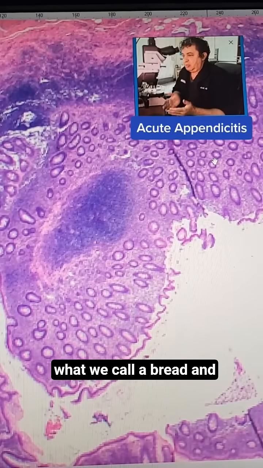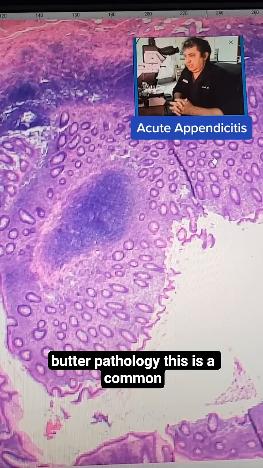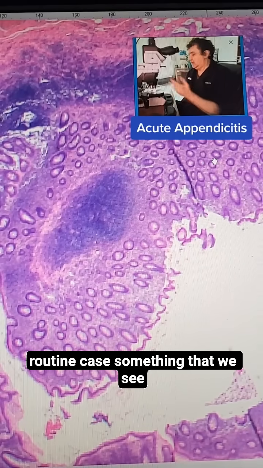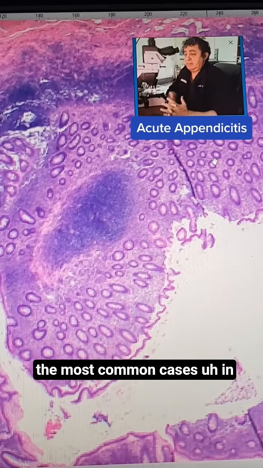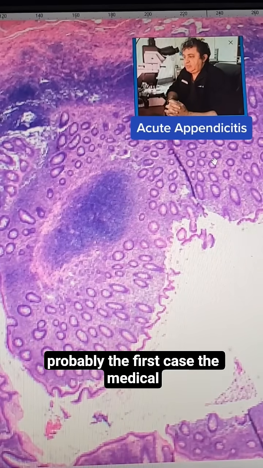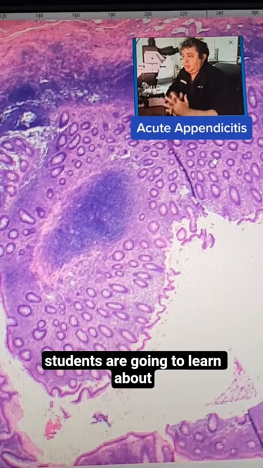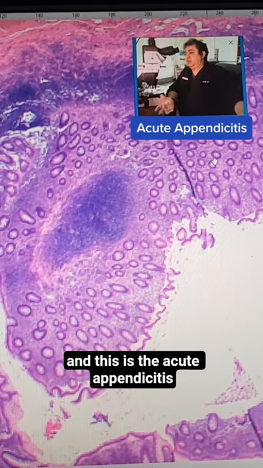So let me show you what we call a bread and butter pathology. This is a common routine case, something that we see every day, and it's one of the most common cases in medicine in general, and it's probably the first case the medical students are going to learn about. And this is acute appendicitis.